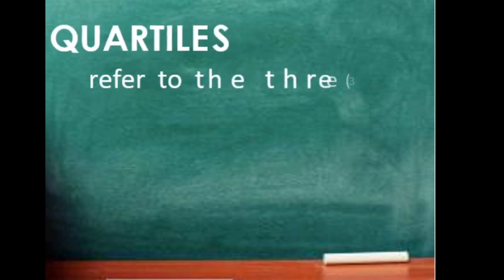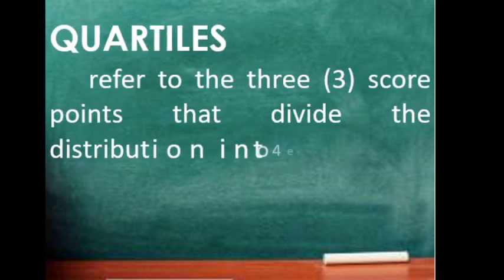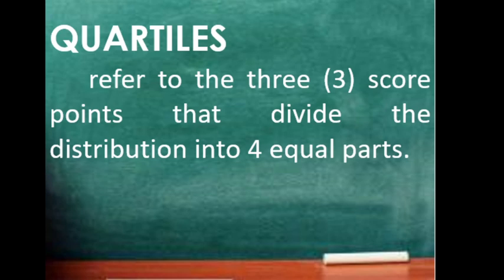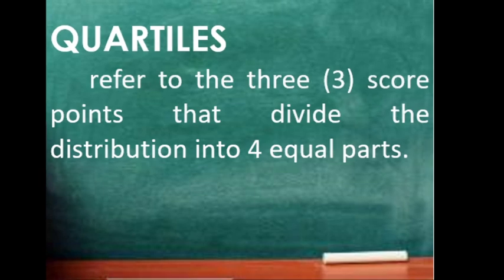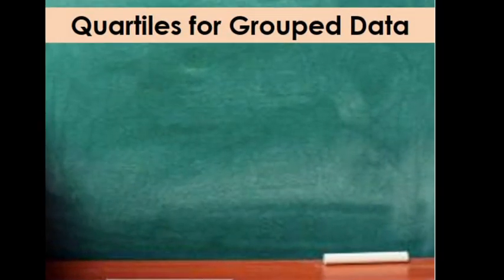Okay, so now let us recall first what is quartile. So quartile, as we have learned from the previous lessons, refers to the score point that divides the distribution or set of values or scores into four equal parts. So in computing the quartiles for group data, the formula below is used.